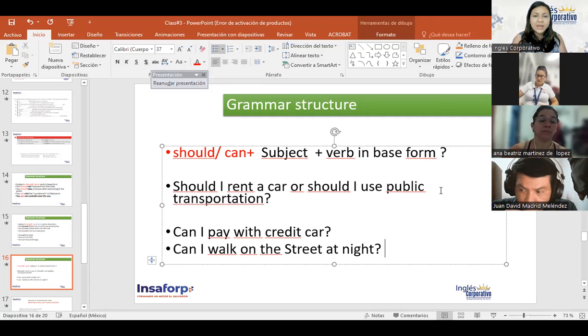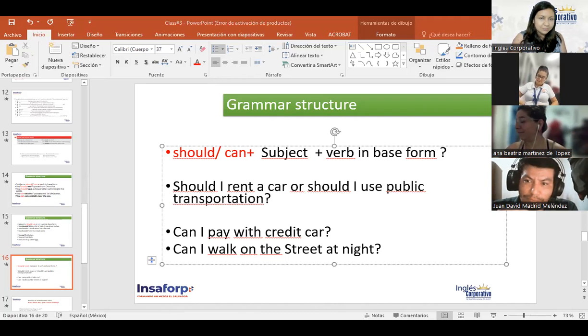Meanwhile, while you do that, I'm going to take the attendance because it's almost time to finish the class and I haven't taken the attendance. Try to make your questions or sentences using should and can.